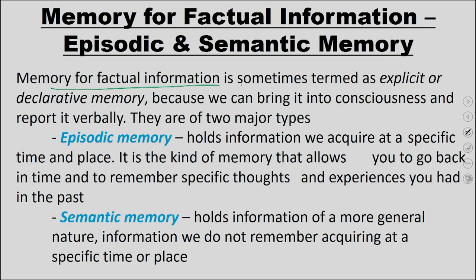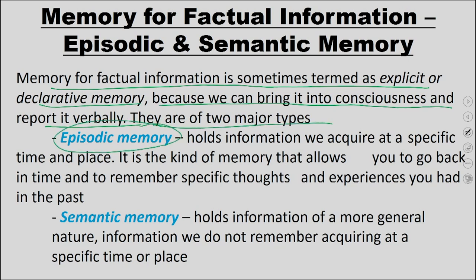Now memory for factual information is sometimes termed explicit or declarative memory, because we can bring it into consciousness and report it verbally. They are of two types. One is called the episodic memory. What is it? It holds information that we acquire at a specific time and place. So it has something called autonoetic consciousness, which basically means that it has a certain place and certain time. These memories can be plotted on a space time axis, and so these are episodic in nature. And these memories always unfold in a timely manner.